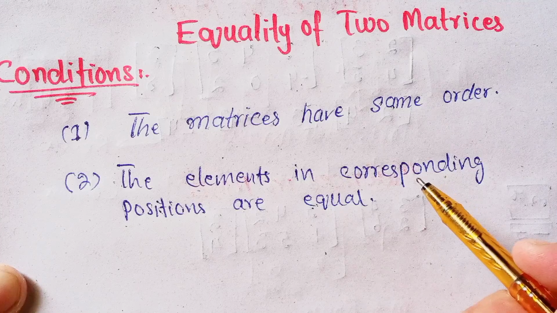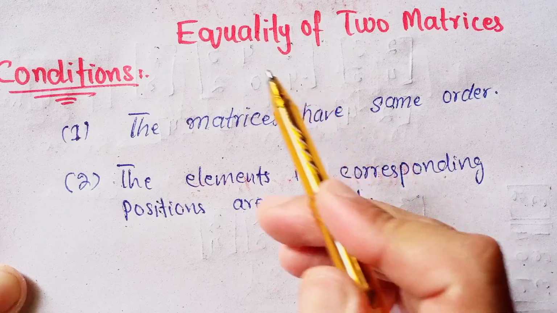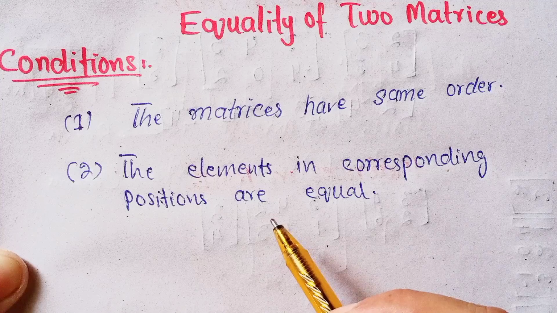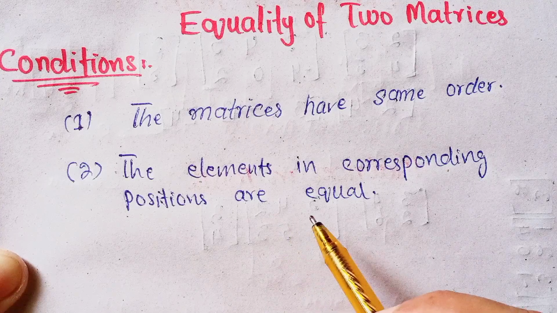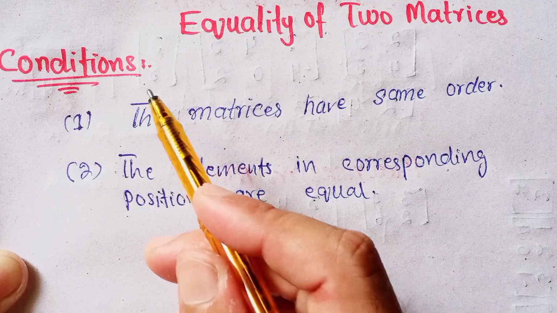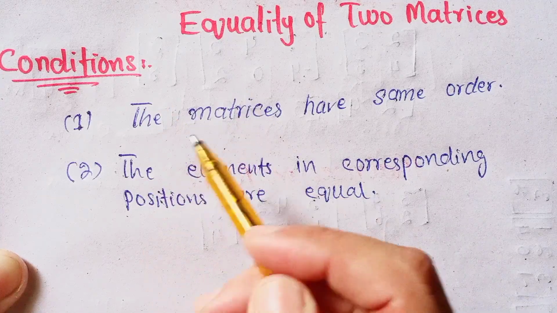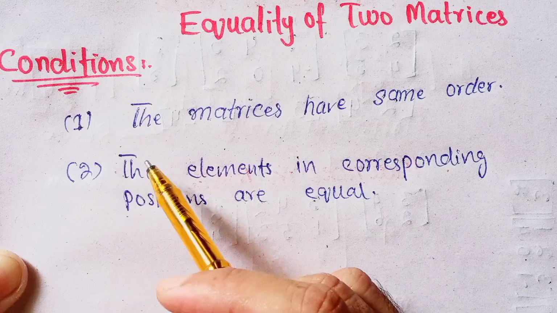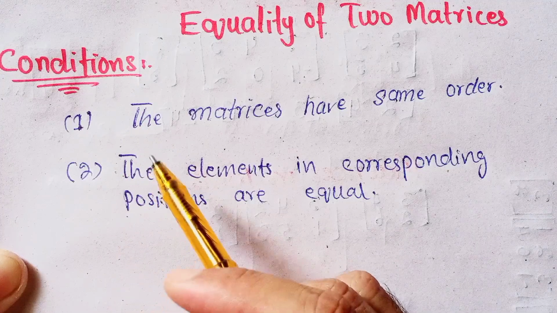So we will take some examples and then you will understand the equality of two matrices. For example, I'm gonna take two matrices, whether they are equal or not. So it will depend on the two conditions, whether the two matrices satisfy the two conditions or not. So if they satisfy these two conditions, then they will be equal.